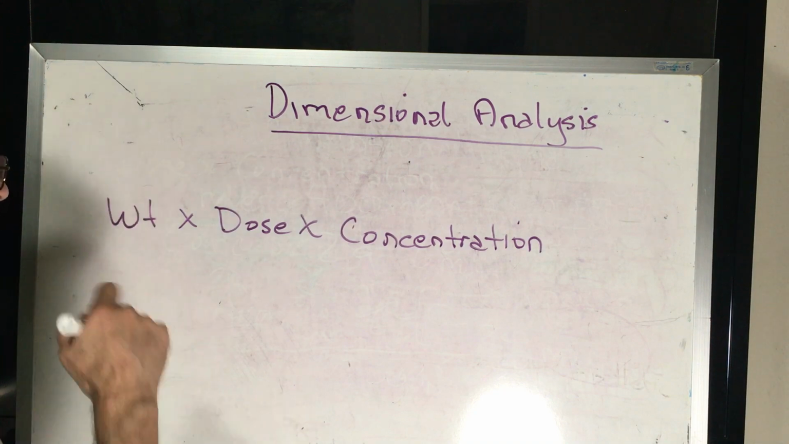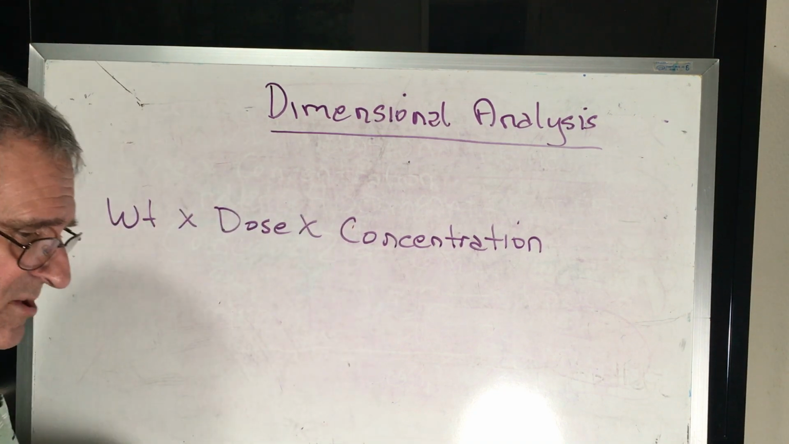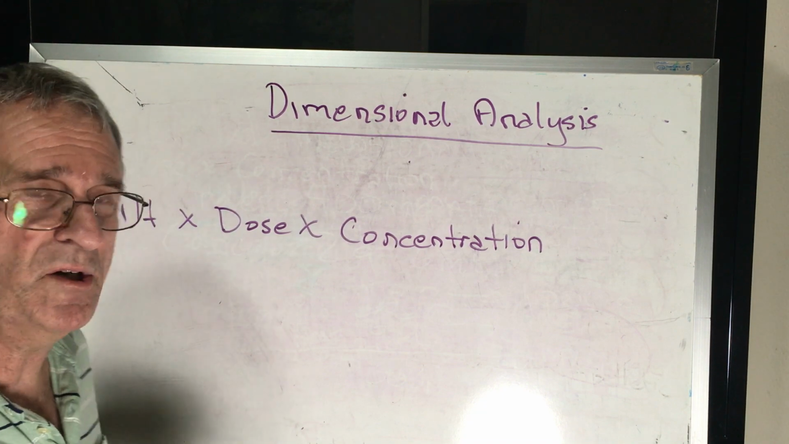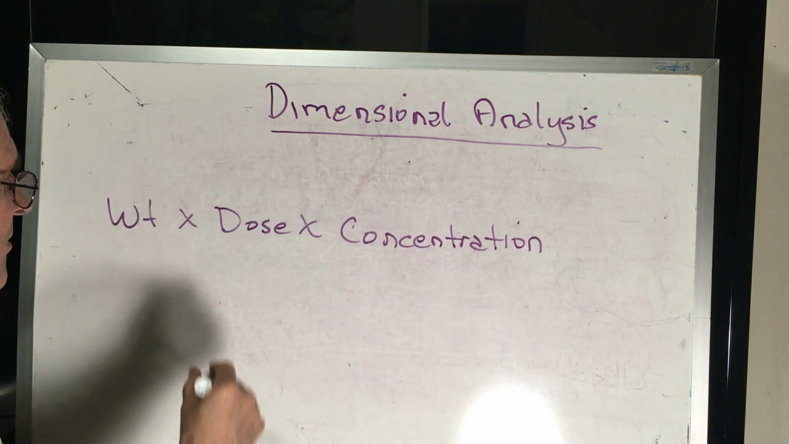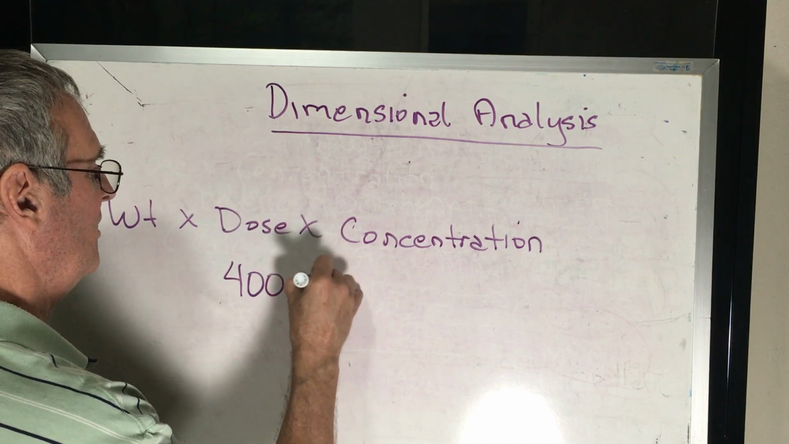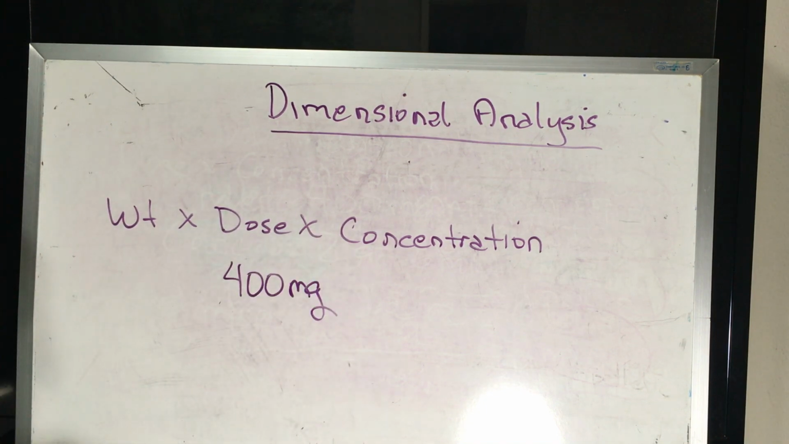Okay? So in this particular problem, it says the ordered amount is 400 milligrams. Well, it's 400 milligrams. It doesn't matter what the patient's weight is, so we're not going to even consider that. So the dose is 400 milligrams, and it's very important that you put your units next to each one.